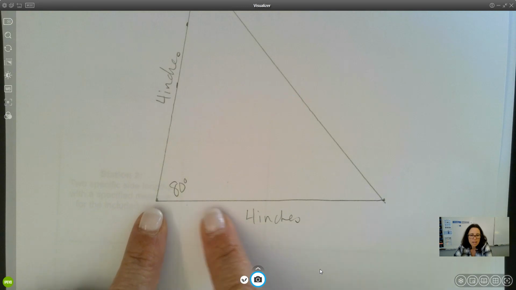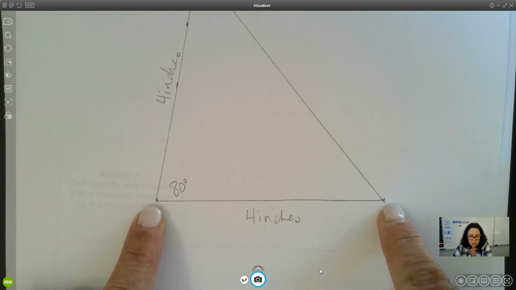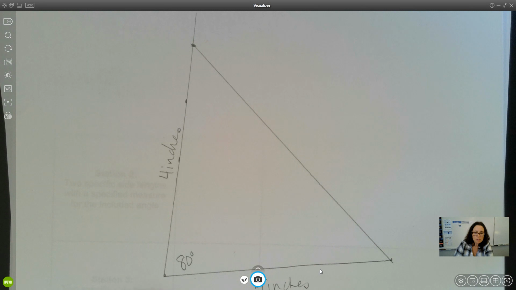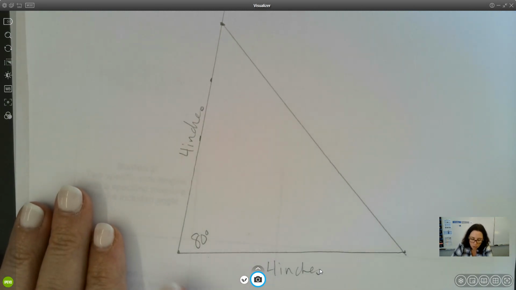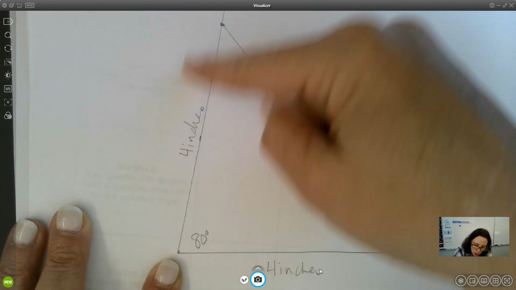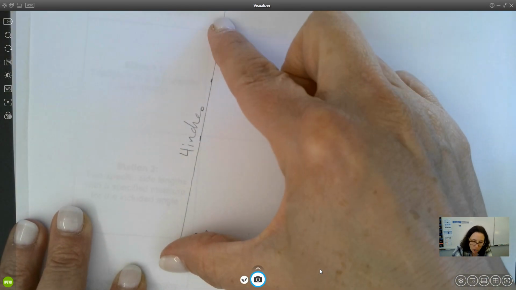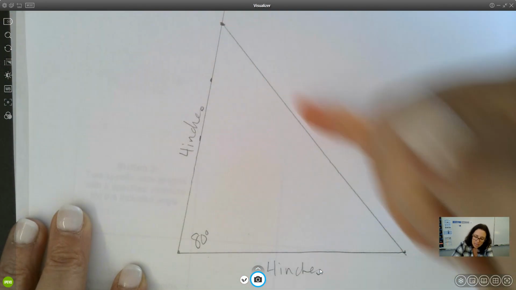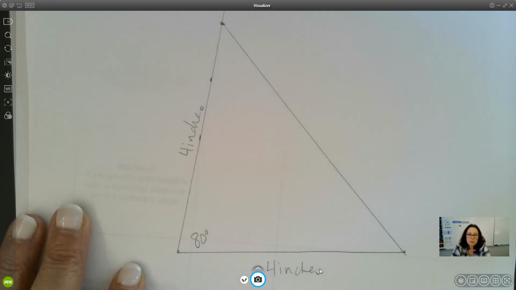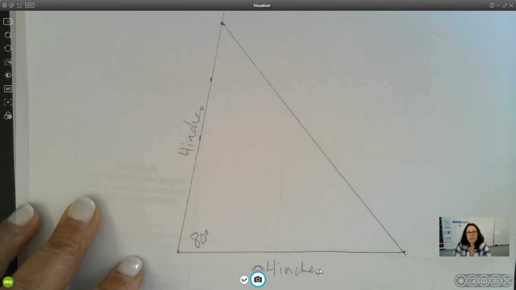I started with a side length of 4 inches, and it told me that we needed an 80-degree angle between 2 sides of 4 inches. So I started with this side, measured my 80-degree angle, drew a long line, and then I measured that long line to be 4 inches, and then I connected those two vertices. If you did the same thing, and if someone else in our group did the same thing, there is no way any one of us would draw anything different than this.